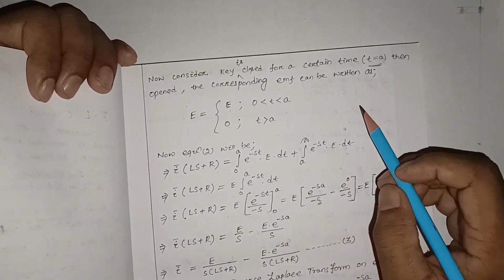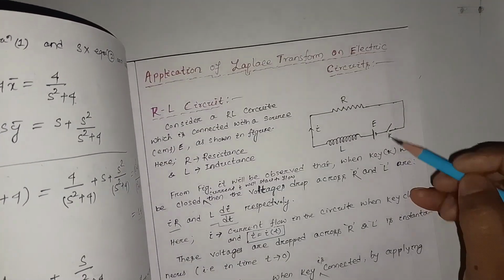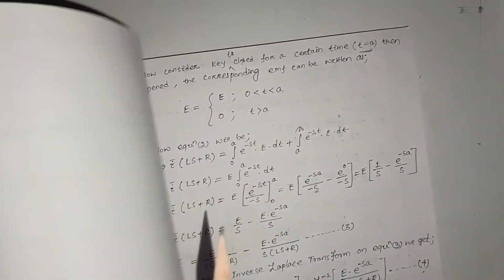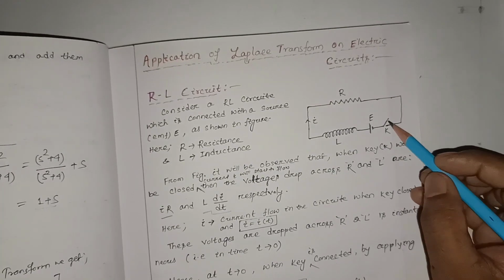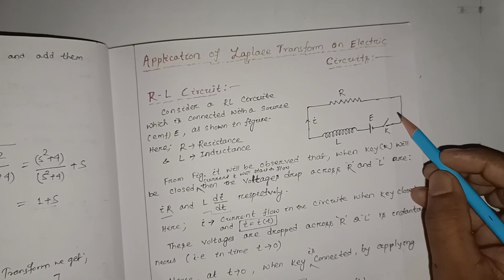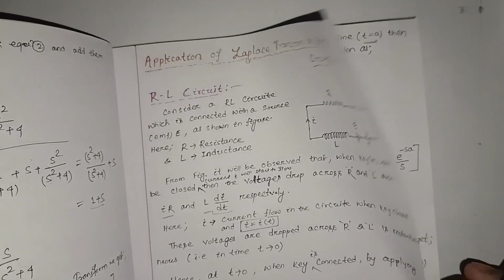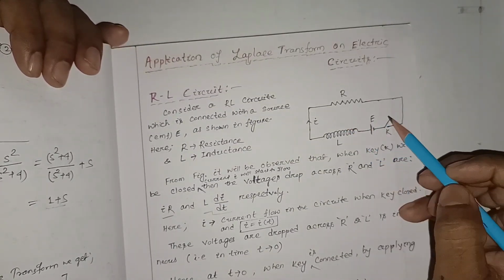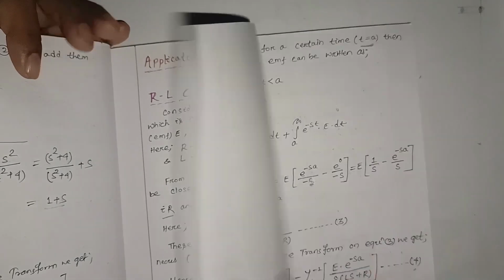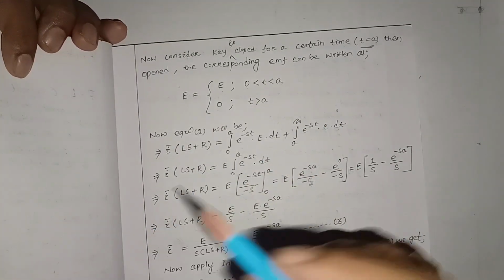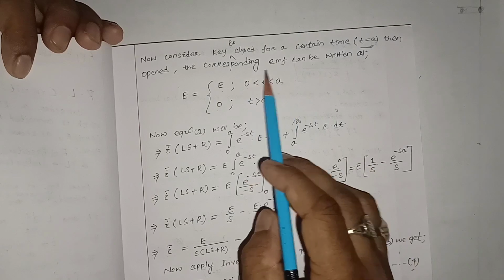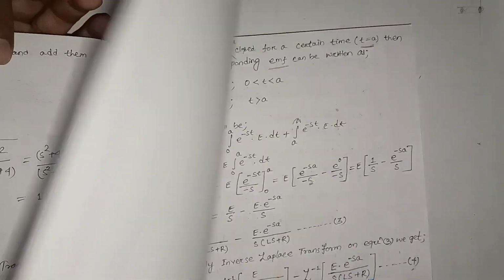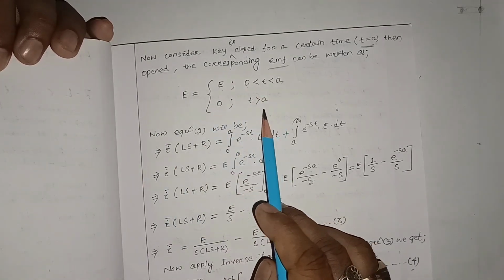Suppose we are going to close this key for a certain time, that is t equal to a, then opened. The key has been closed for a short time period, that time is a, and then opened. Then that means voltage is connected to this circuit for t equal to a time, then open. So the corresponding EMF, whatever is going to be applied, can be represented mathematically like this.